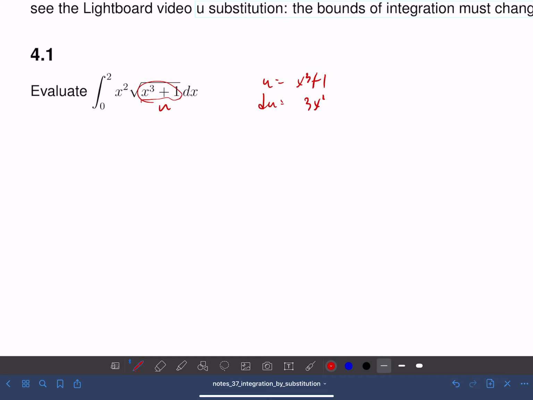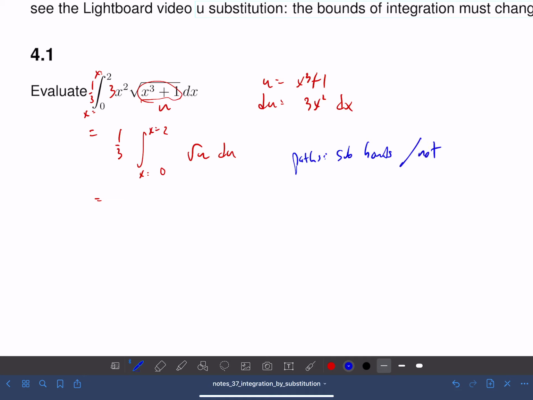So du is 3x squared dx. I need a 3 to get the integral from 0 to 2 of root u du, but that was x's. And I think it's really important to mark those. So now I need to pass these bounds of integration through my transformation because I'm entirely in terms of u. There are 2 different paths you can go down, right? So let me do this one way, and I'll show you that I think the other way is simpler, and then I'll just do the other way from now on.